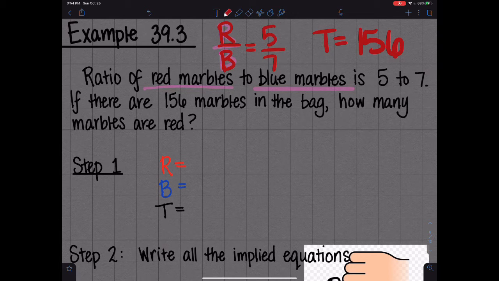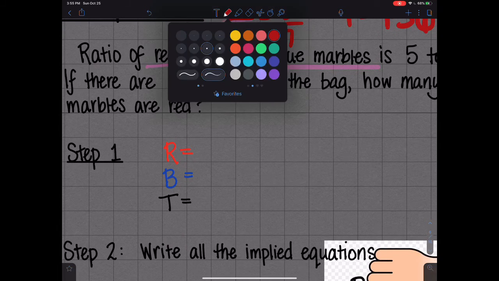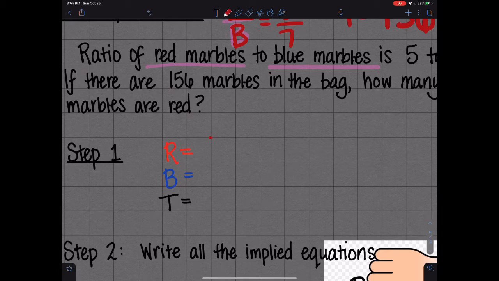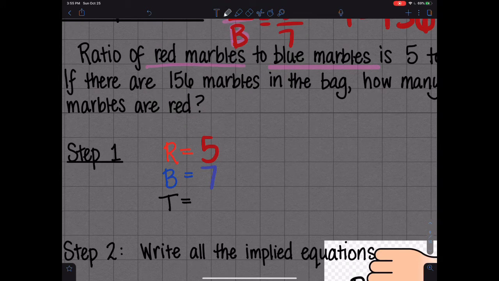Now, step 1 is to write what we know. They gave us a proportional ratio, and the first part of that proportional ratio is that there are 5 red marbles for every 7 blue marbles. Now let's say there are only 5 reds and only 7 blues. What would the total be? If that were true, the total would be 7 plus 5 or 12.